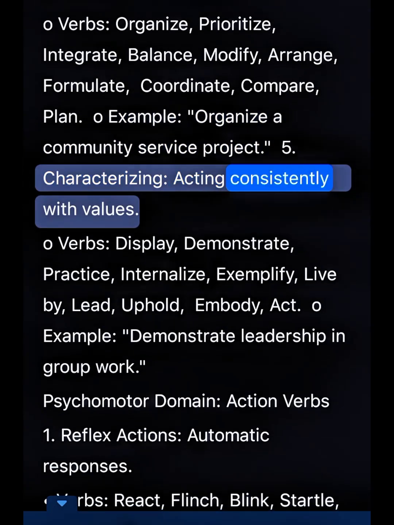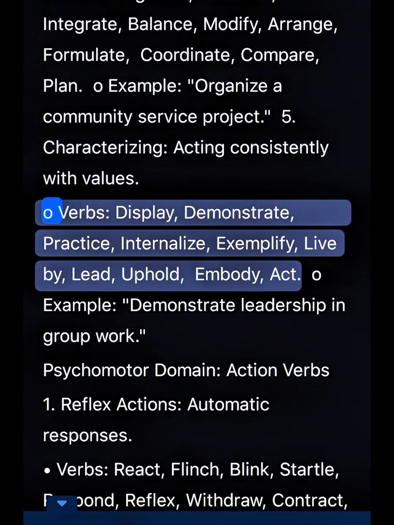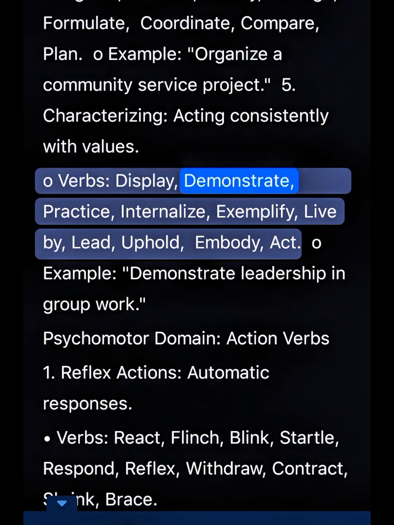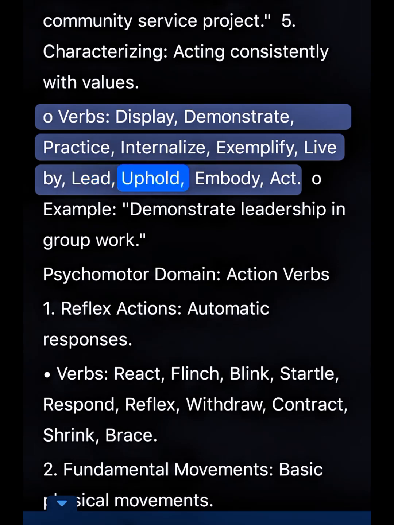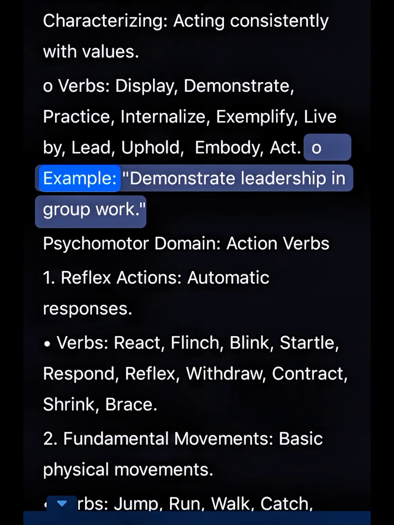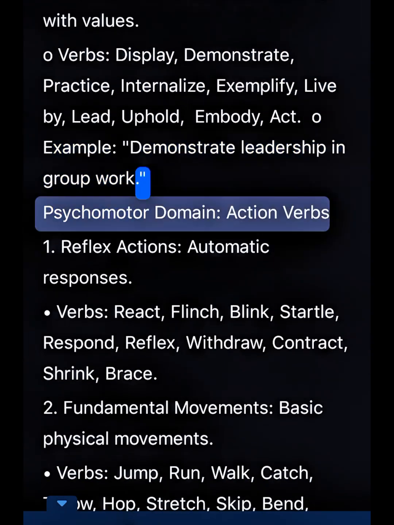5. Characterizing, acting consistently with values. Verbs: display, demonstrate, practice, internalize, exemplify, live by, lead, uphold, embody, act. Example: demonstrate leadership in group work.